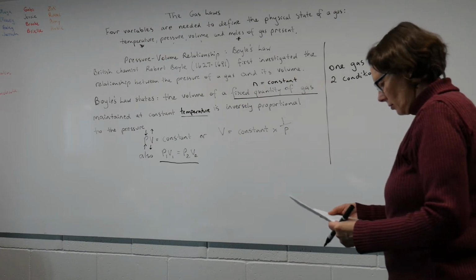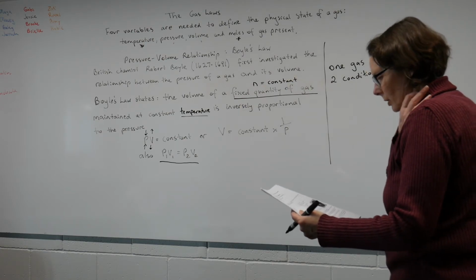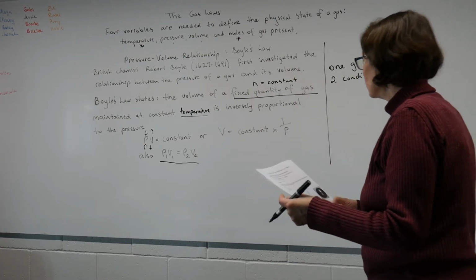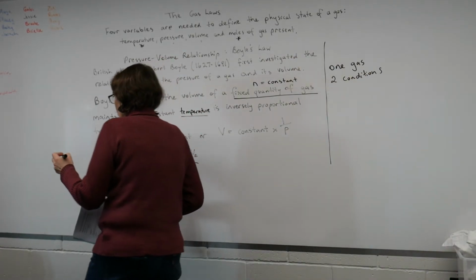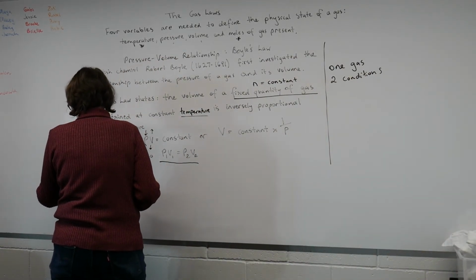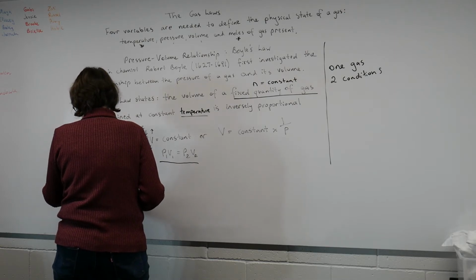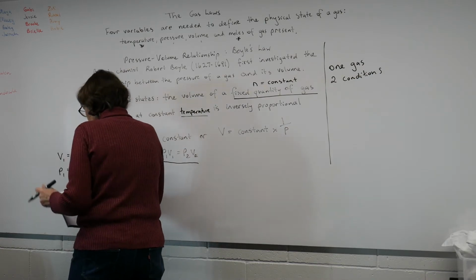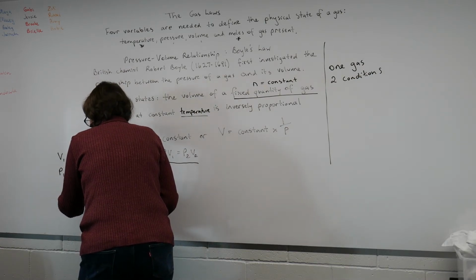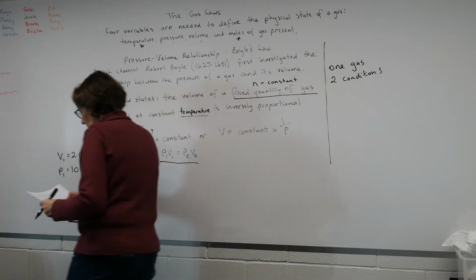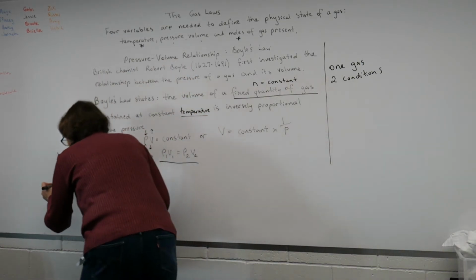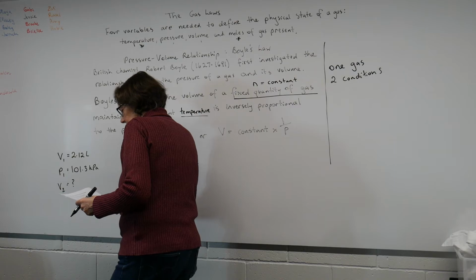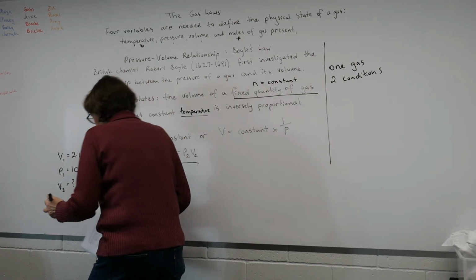Now there is an example calculation on page 12 where it says a gas occupies a volume of 2.12 litres. So we've got our gas, and I'm going to call that V1, 2.12 litres. And the pressure, P1, is equal to 101.3 kilopascals. What will the new volume be? So I know I'm finding V2 when the pressure of the gas is increased to 202.6 kilopascals.